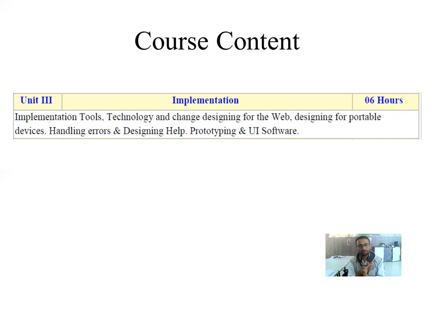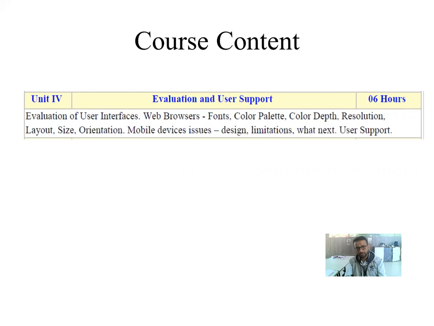Okay. So in the third unit, the implementation tools that we can use for the interaction between humans and computers, those tools we are going to discuss. Then the technology and change in designing for the web, right? That part we are also going to cover under this third unit. Then designing for portable devices, then handling errors and designing them, then prototyping and user interface software. All this part we are going to cover in this third unit, implementation.